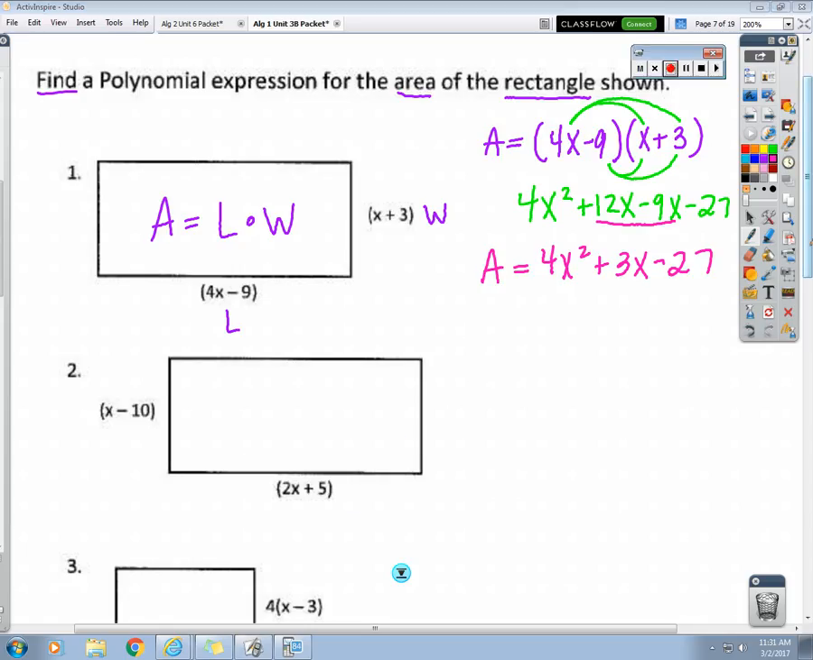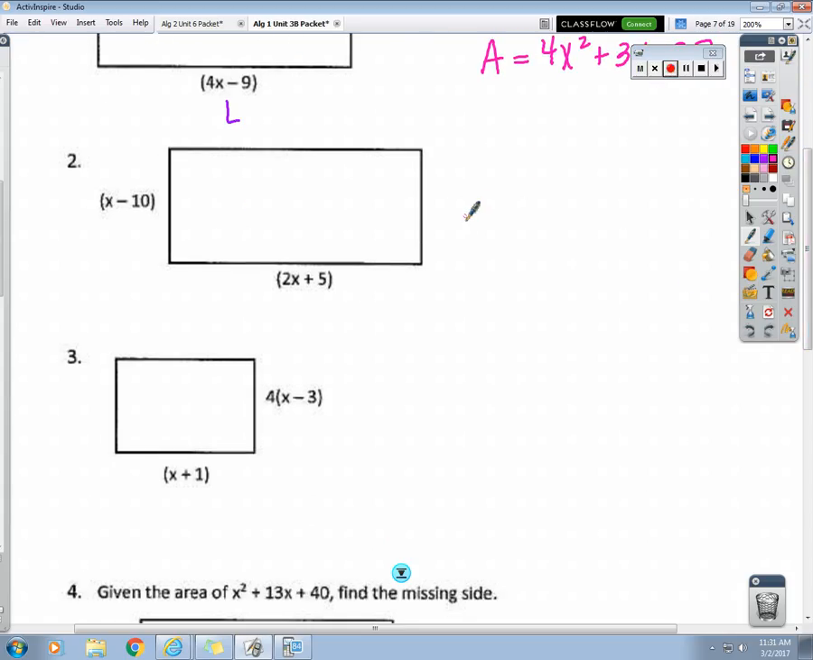Okay, let's look at them. Number 2. Who wants to give me the answer for number 2? Okay, Peyton. Correct. Because all you had to do was take your length and your width, and even if you labeled them opposite, it would be okay. 2x plus 5 times x minus 10. And then you just had to distribute it out and you would get this. Are there any questions? Do I need to go over that in more detail?